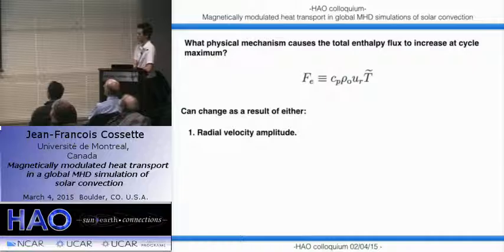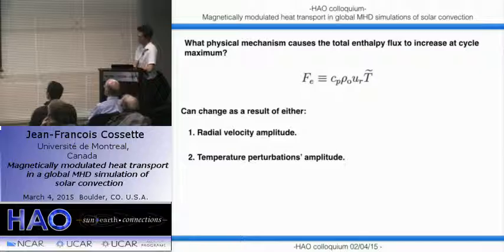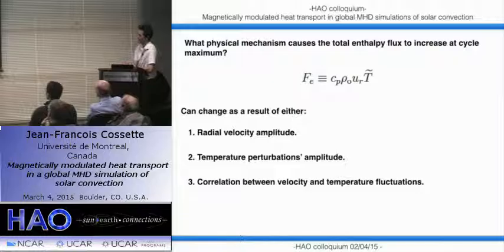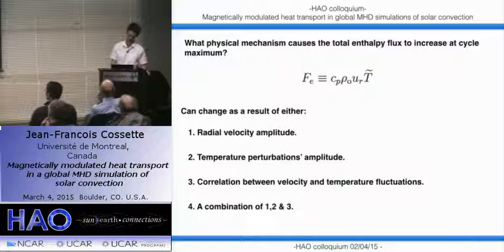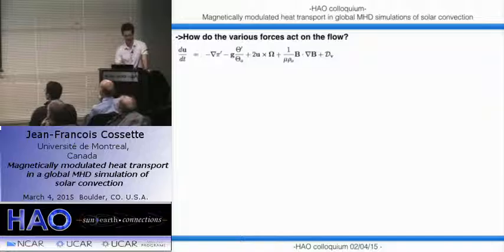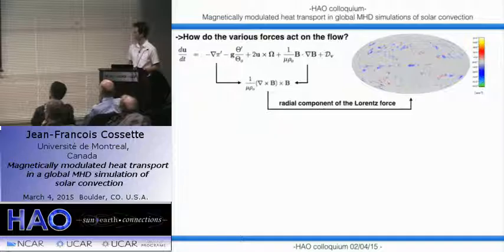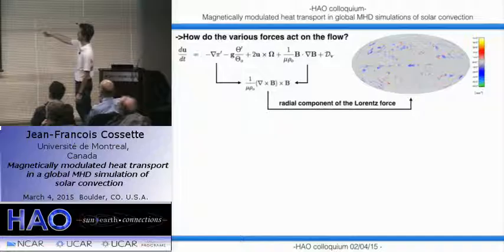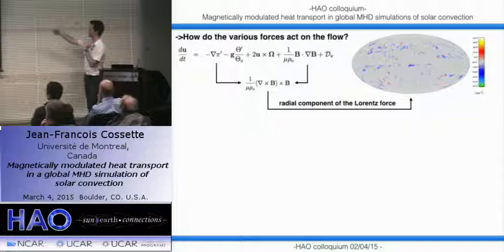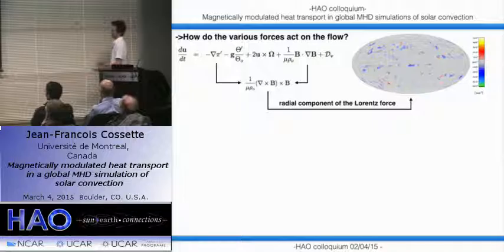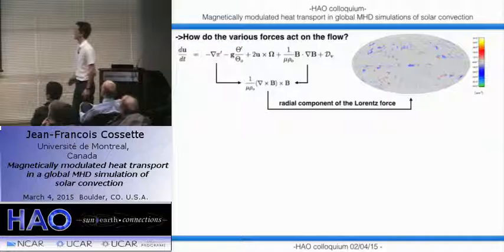Okay, so we're interested in what physical mechanism is going to produce the flux modulation. This can change either as a result of modulation of the radial velocity amplitude, or modulation of the temperature perturbations themselves, or simply a change in the correlation between both, or a combination of all, which is more complex. So first, I'm going to take a quick look at how the forces act on the flow. Now, if you take the Lorentz force on the spherical shell, the blue values are negative, so everything below the gray is negative, and red and yellow are positive.